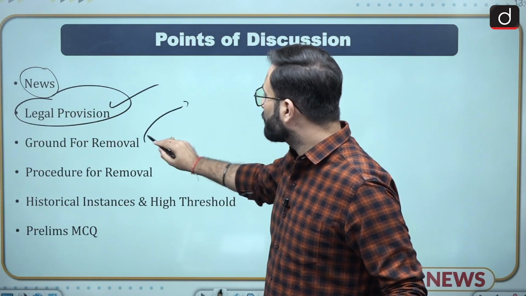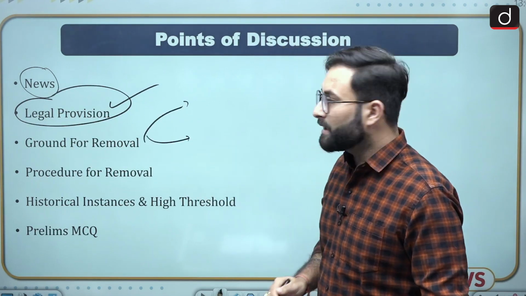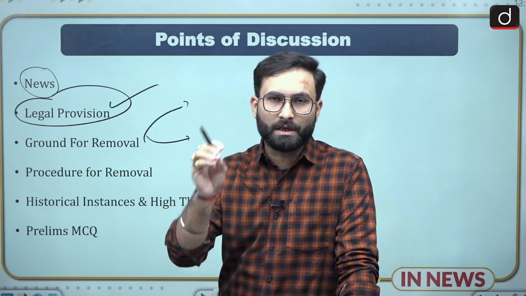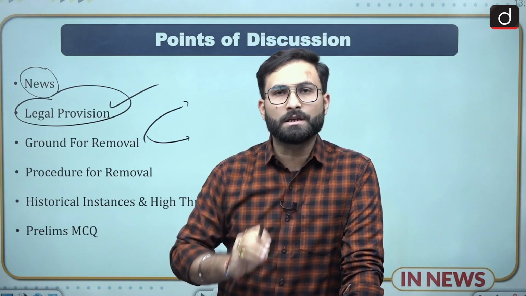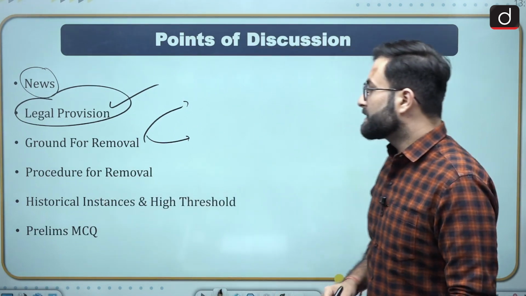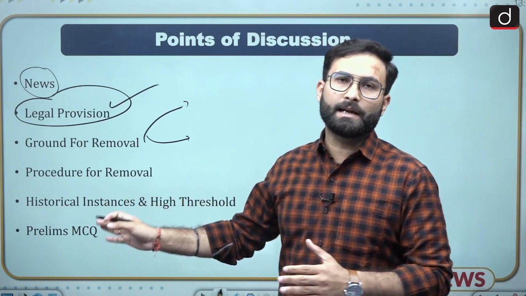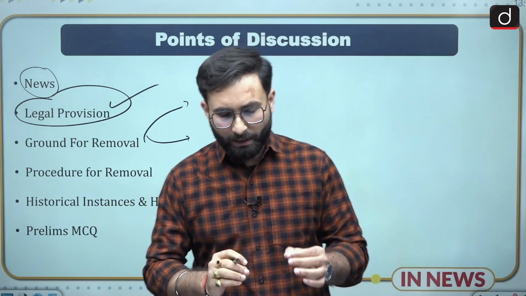As I already told you, there are two grounds. So we will be seeing what they are. Then procedure for the removal, we will be going through the whole procedure from the initiation till a judge is removed. Then historical instances and the high threshold for the removal, we will be talking about that. And in the end, there will be a practice question for you. Now let's start the discussion.